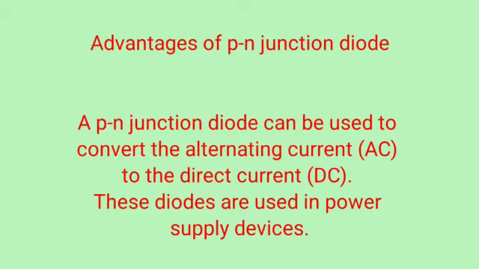Now we will see the applications of a PN junction diode. The PN junction diode is the simplest form of all the semiconductor devices. However, the diode plays a major role in many electronic devices. A PN junction diode can be used to convert alternating current, AC, to direct current, DC. These diodes are used in power supply devices.